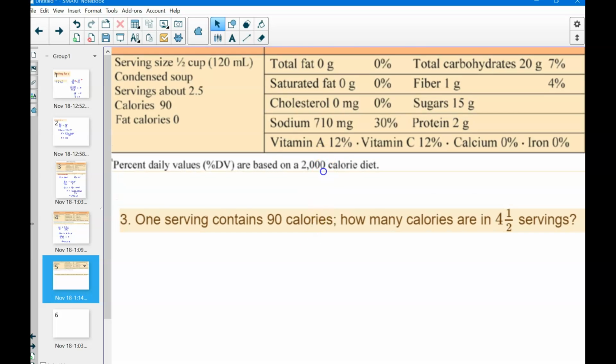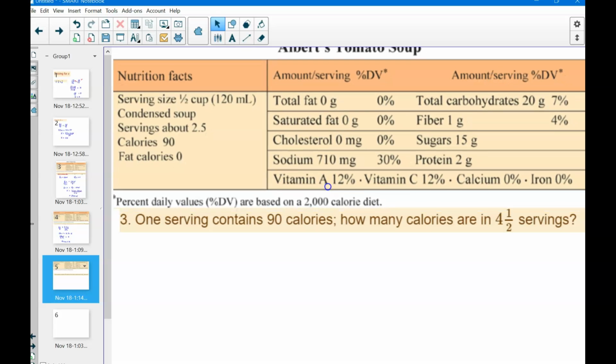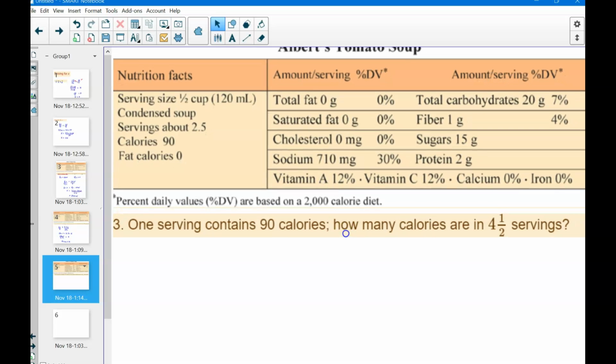One serving contains 90 calories. That's what it says up there on your label. One serving contains 90 calories. How many calories are in 4.5 servings? This is an easy question, but we'll do it the long way, just so we see the repetition and you get used to seeing it that way.